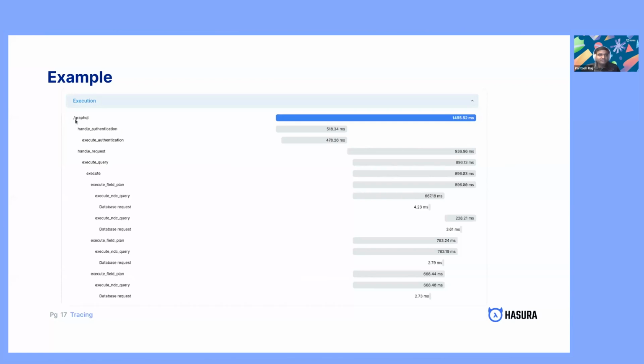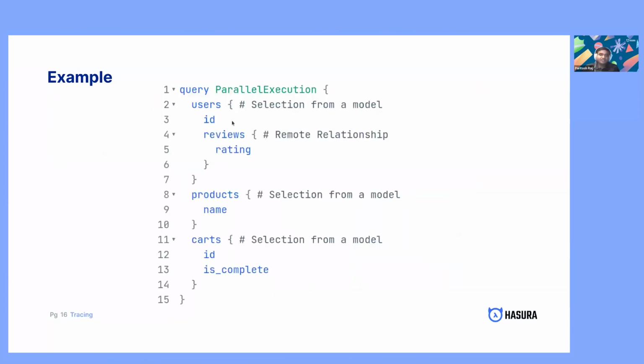So we can see that first it hits the outer layer of the endpoint slash GraphQL. Then we handle the authentication part, and once the authentication part finishes, we actually start handling the request. And for handling the request, we have more steps like execute and execute field plan. In the execute field plan, we can see that there are three NDC requests starting at once, right? So these are parallel executions of the three root level fields that we saw: users, product, and cards.